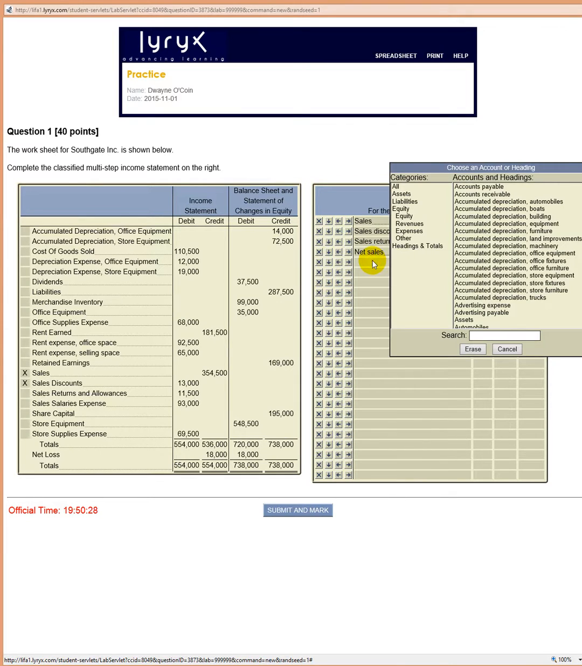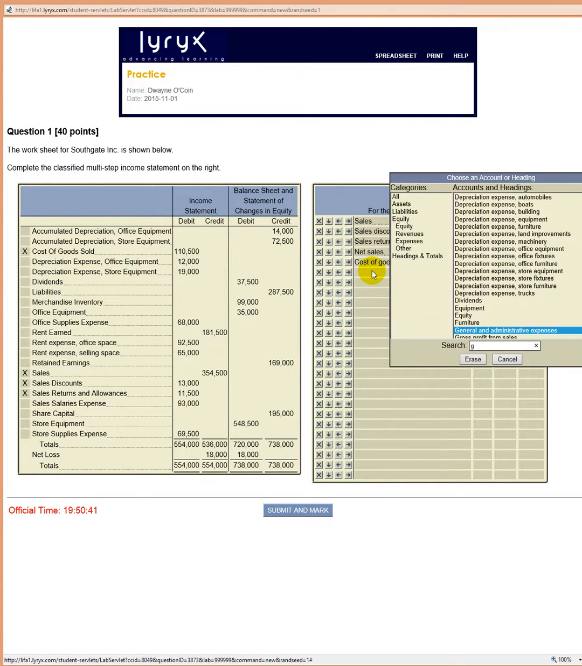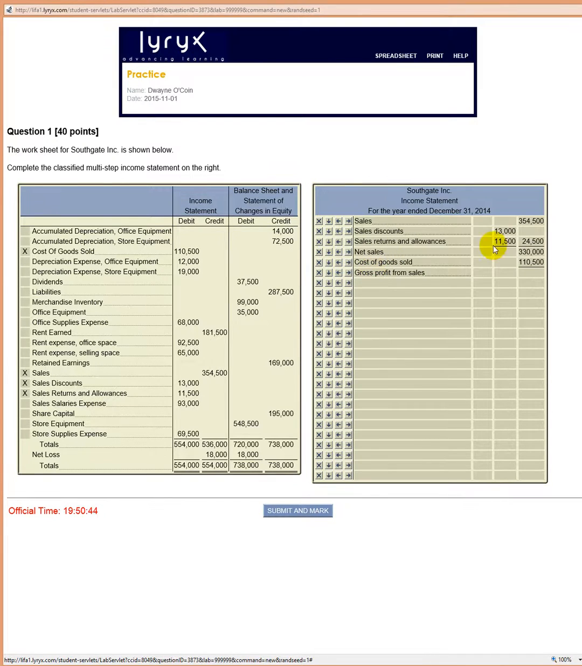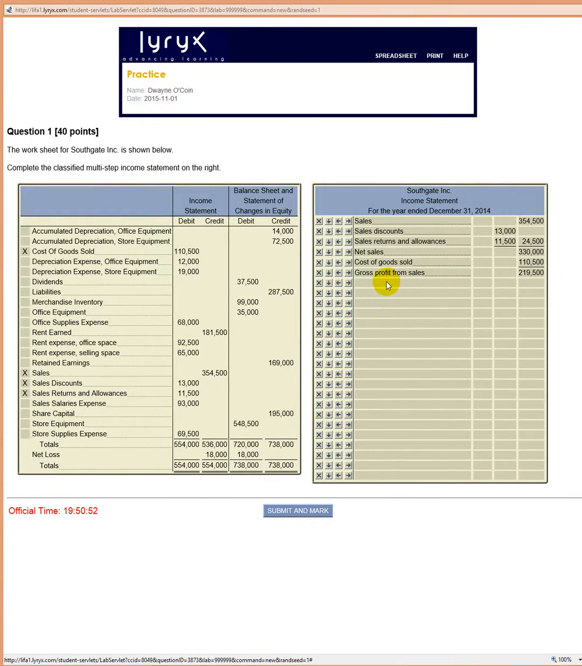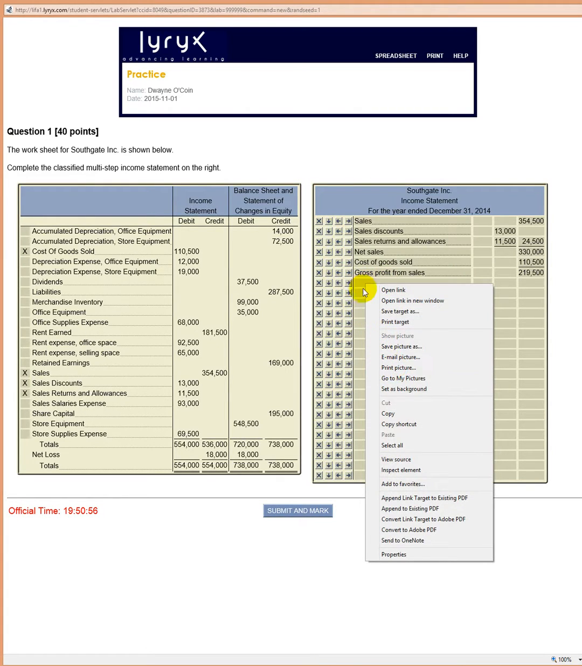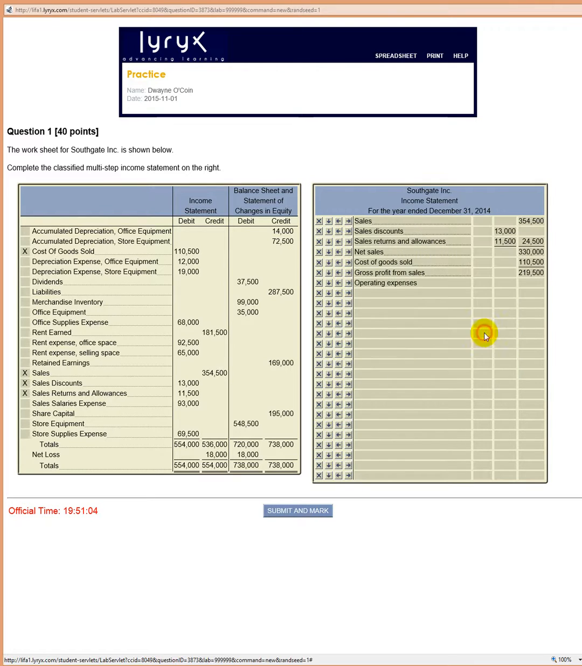And from that we deduct cost of goods sold, and we have that number over here. We've also used that already. Take that off. Cost of goods sold is $110,500, which gives us gross profit from sales. And then from that we're deducting operating expenses, so we should look for a heading. Whoops, want to do that. Headings and totals, and we want operating expenses, which is right here.